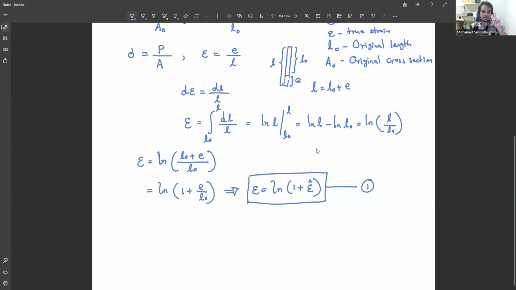But for true strain, no problem, because here we don't take any assumption. For true stress, we are taking the following assumption: we assume incompressibility. The material is incompressible. We assume this for the true stress and nominal stress conversion.